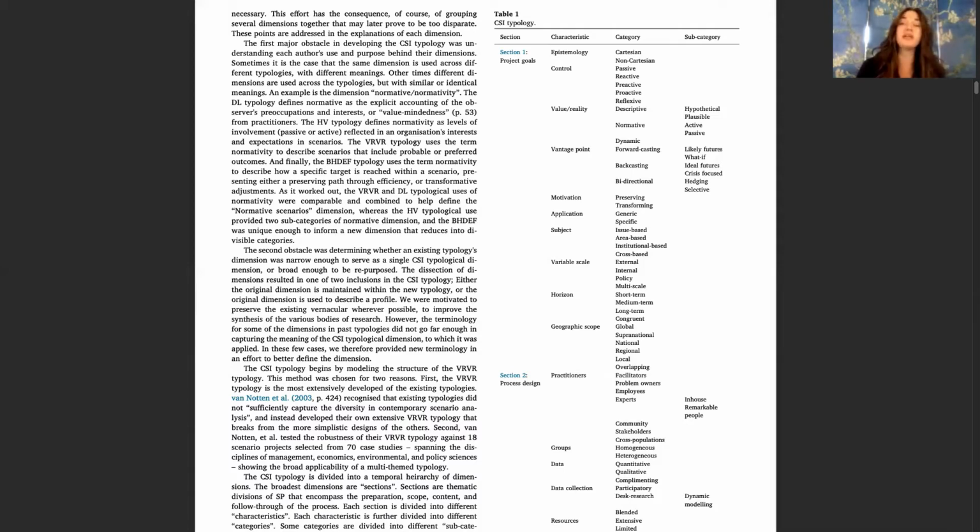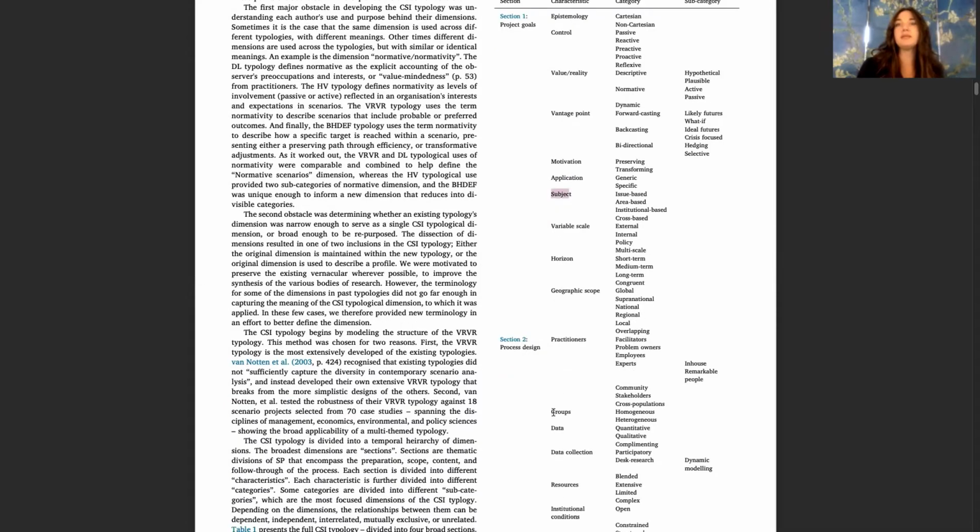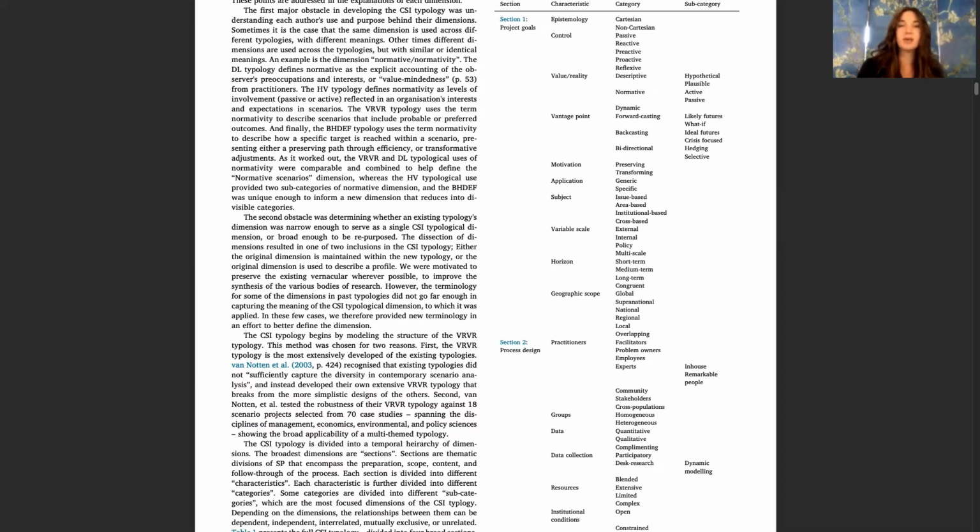And most recently, my former supervisor and I used the typology to develop profiles for all of the COVID-19 scenarios. So we picked only certain dimensions. I think we picked 3 dimensions from each of the 4 sections, then profiled from there down to their categories and subcategories.